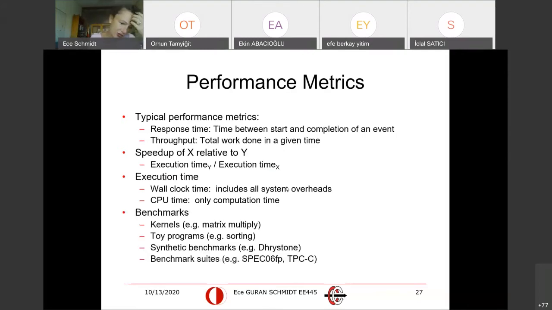And people use benchmarks. These are special pieces of code to test the CPU. So there are standardized pieces of code that maybe don't produce any meaningful result, but they have a certain sequence of instructions in them to test your machine's performance. But I would like to visit this in more detail in 446.